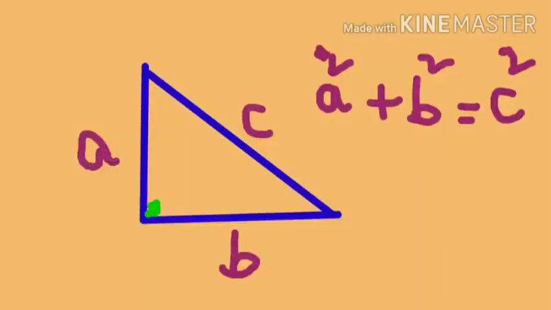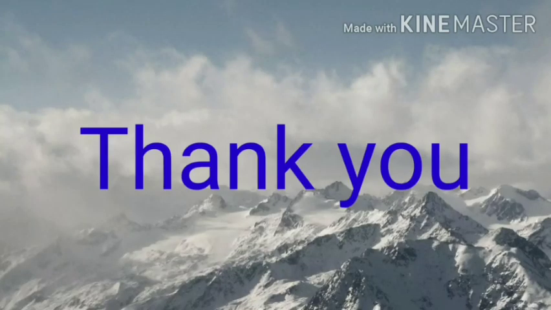If 3 sides of a triangle satisfy the Pythagoras property, then they form a right angle triangle. So sums based on this we are going to do in the next video.